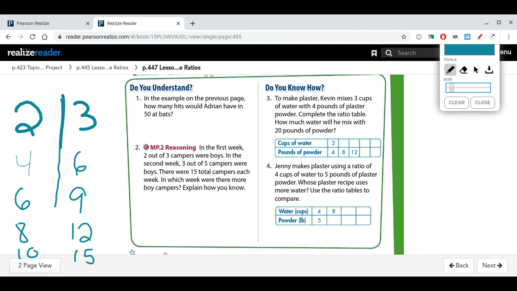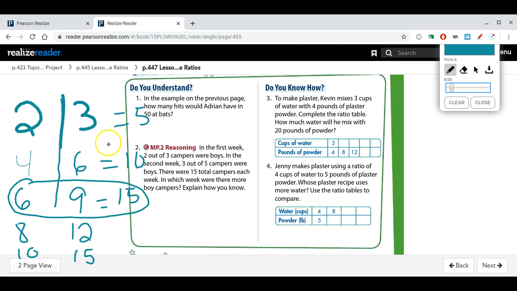I'm going to see, do I have one that makes 15 in my table? So 2 plus 3 is going to equal 5 total campers. This equals 10 total campers. This equals 15 total campers. So right here, this is the ratio I'm going to be looking at and doing my comparison with because I have 15 total campers. And so this was boys to total campers. So boys to total, I end up with 15.